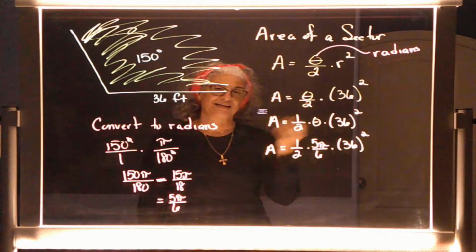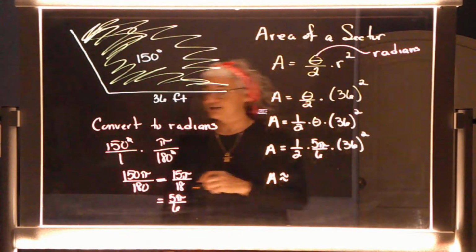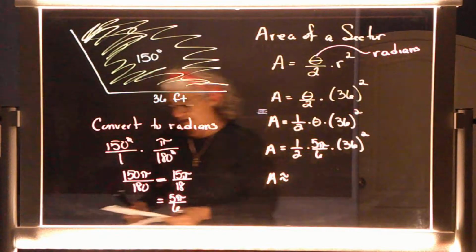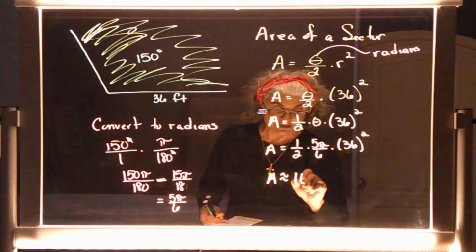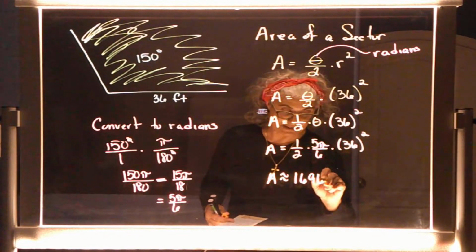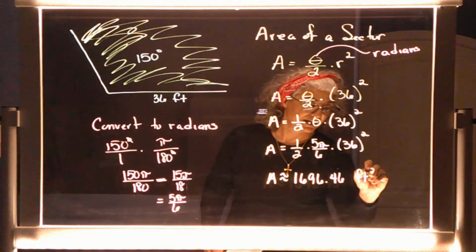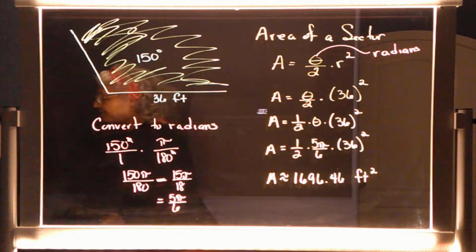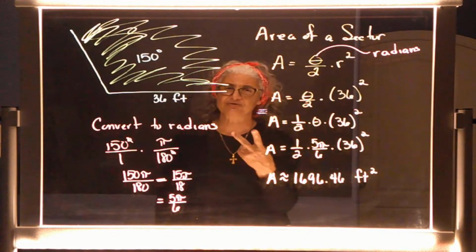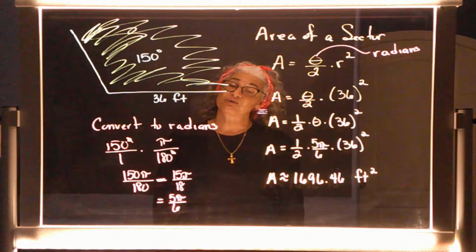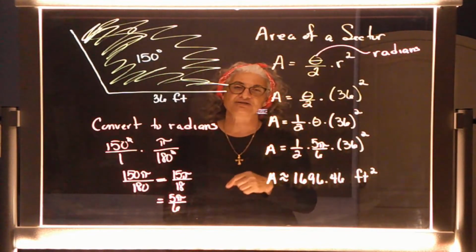Okay, so, yep, time for your calculators. I'm sure you have your calculators out. I got my calculator out and I got 1,696 and 46 hundredths square feet. Because remember, they're looking for area, square feet. And they said round to 2 decimal places. Cool? Okay, hang in there. I've got a couple new formulas to introduce.